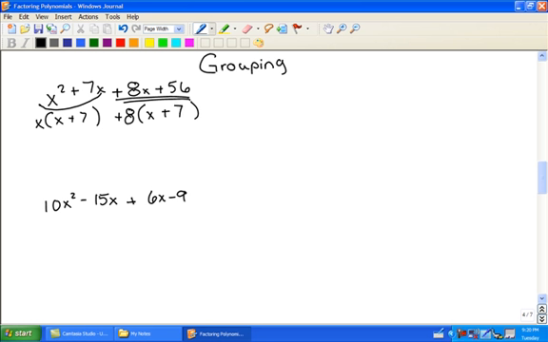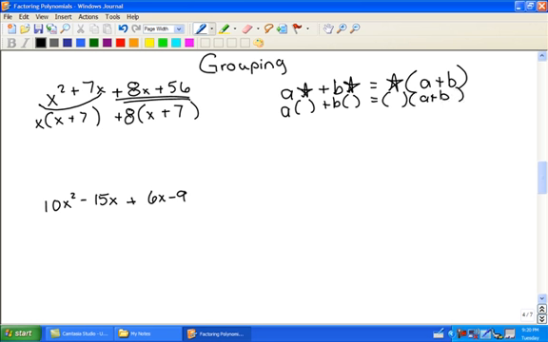Now the trick to factoring by grouping is to have a common parentheses. Think of a star plus b star. What do they have in common? They have a star in common. So if you pull the star out, you're going to be left with a plus b. We're doing the same thing here, except we have a times a parentheses plus b times a parentheses. So we want to pull the common term of the parentheses out and be left with the a plus b.